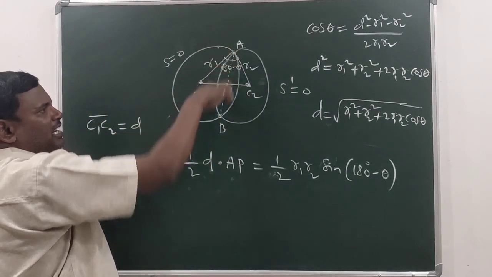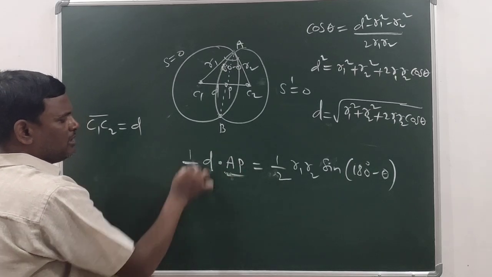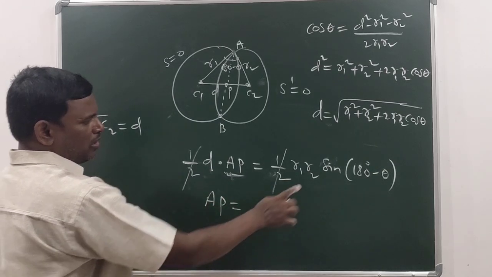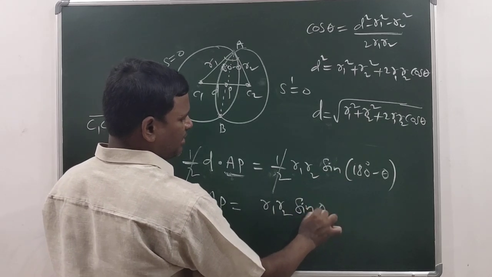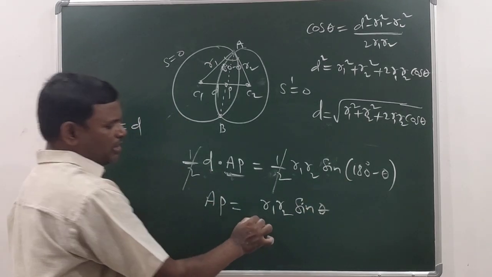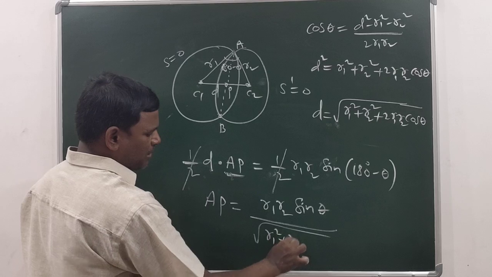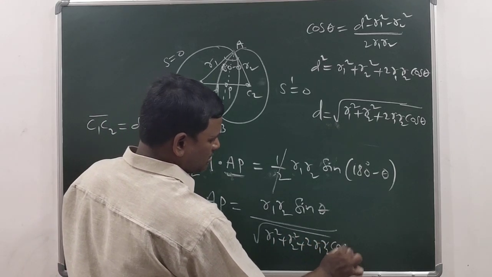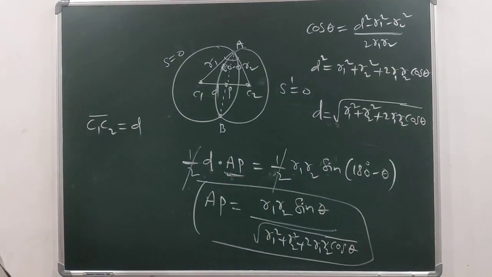Now simplify this. I want to find the length of AB. First I am finding the AP length. So this 1 by 2 you can cancel. Send this D to the right side. So on the RHS what is left here? R1 R2 sine of 180 minus theta, which is sin theta. When you transfer this D to the right side, D is nothing but root of R1 square plus R2 square plus 2R1 R2 cos theta. So this is AP. But we have to find the AB length.